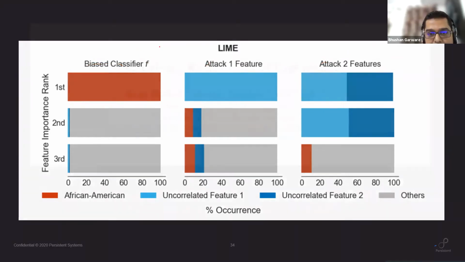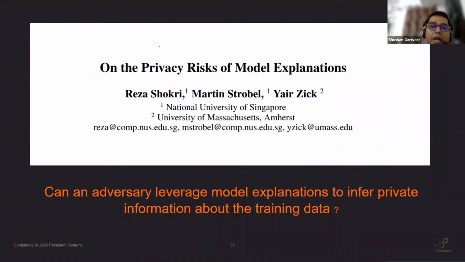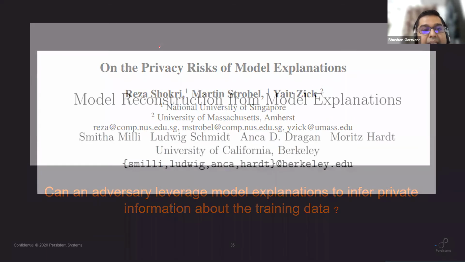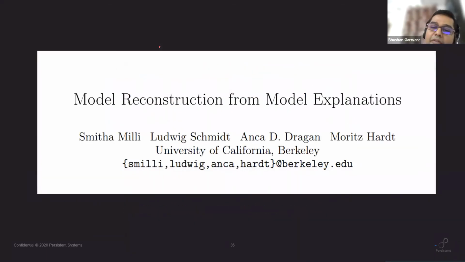Okay, this is a limitation. The second limitation is on the privacy risk of model explanation. So can an adversary leverage the model explanation to infer private information? If you generate explanations, from your explanations I can figure out what your training data could be, because I know from the explanation which features you give importance to. So there are approaches where people are saying that I can reconstruct your model from your explanations. Model reconstruction from model explanations is another paper that is published.